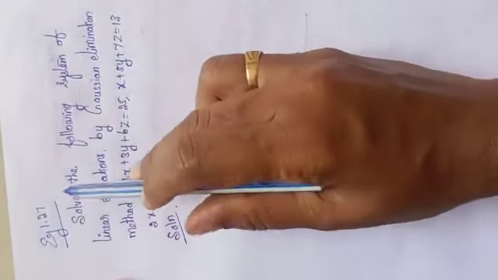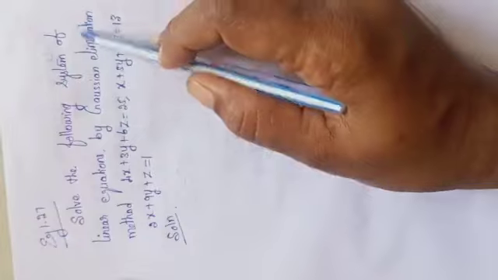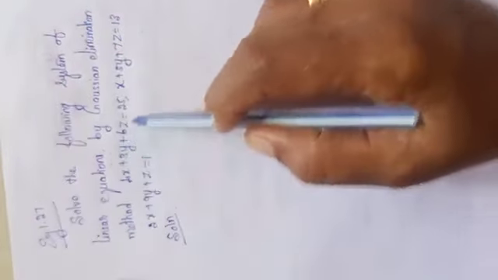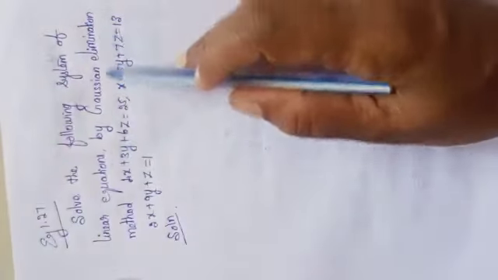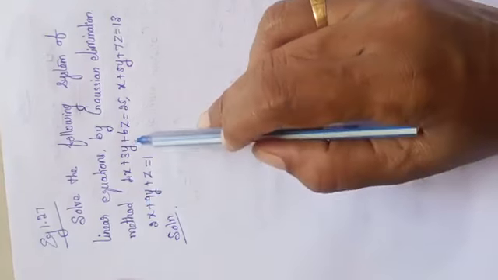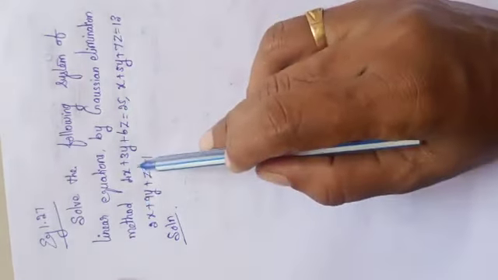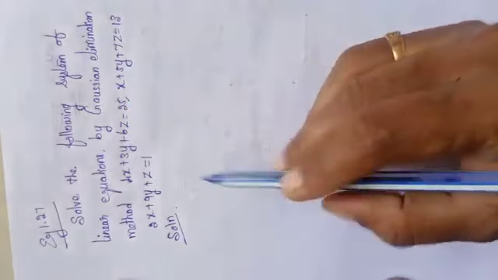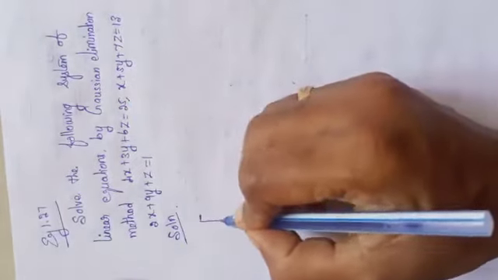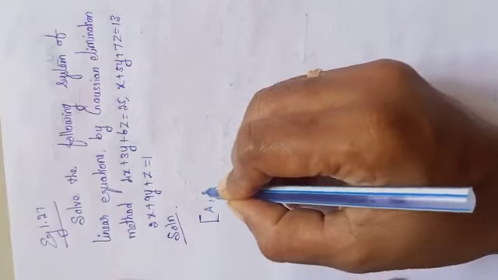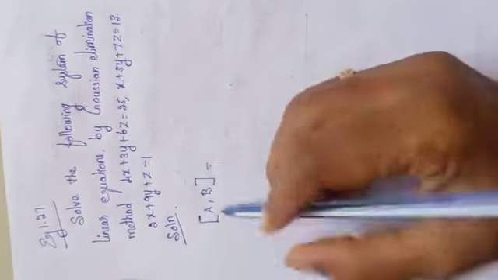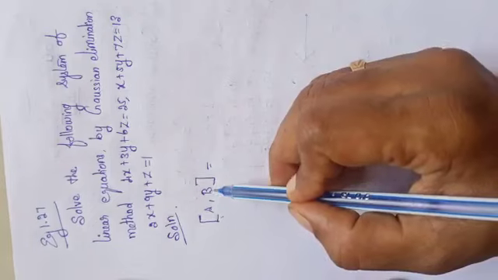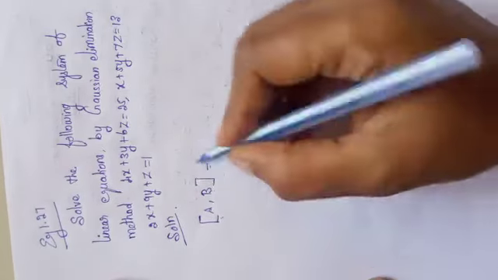Example 1.27. Solve the following system of linear equations by Gaussian elimination method. So, 3 equations are given, 3 variables x, y, z. All the constant terms are in the right hand side. Okay, so I am going to write augmented matrix A, B. A is coefficient matrix and B is constant matrix, isn't it?